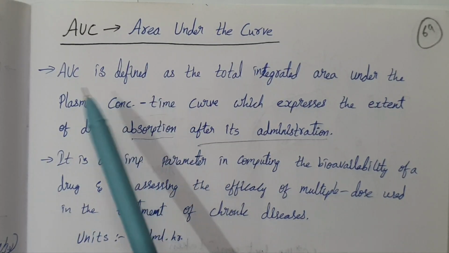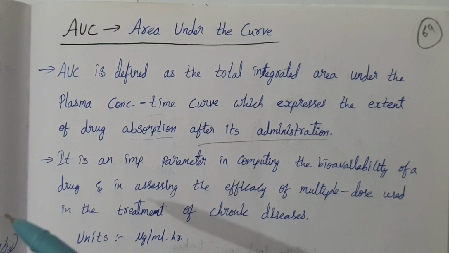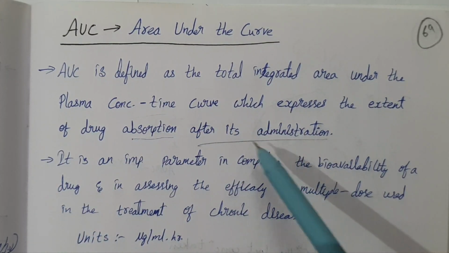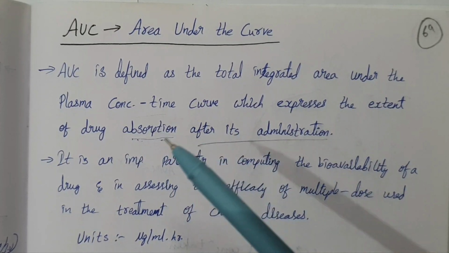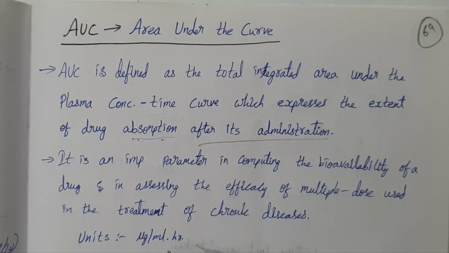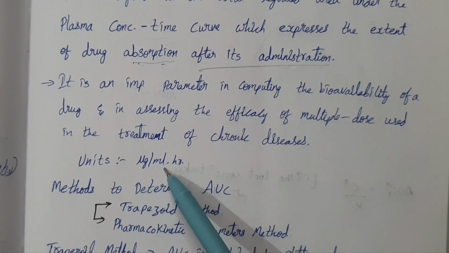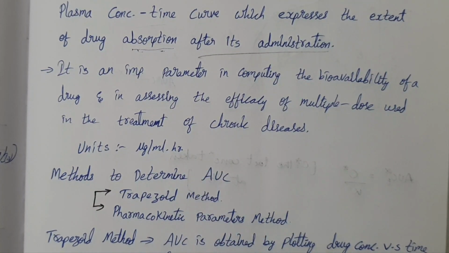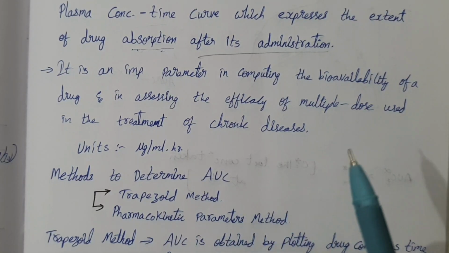AUC stands for the area under the curve. It represents the extent of drug absorption and is one of the most important pharmacokinetic parameters. It is measured in units like microgram per ml per hour into hour. It helps us to understand how much drug is available in the bloodstream over time.